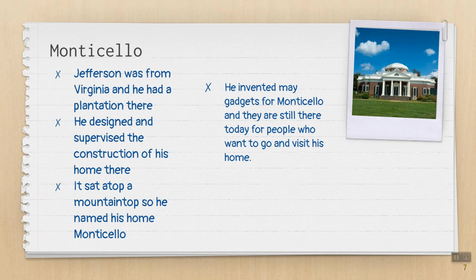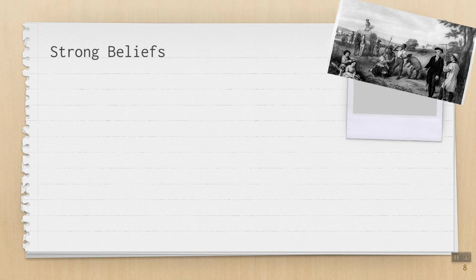He invented many gadgets for Monticello, lots of things inside his home that are still there today, and people can actually go to his home and visit it and look at some of the things that he had invented while he lived there.